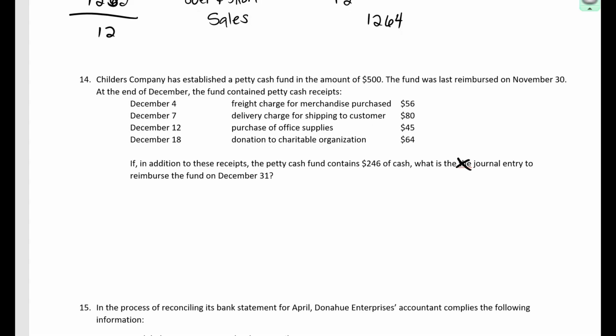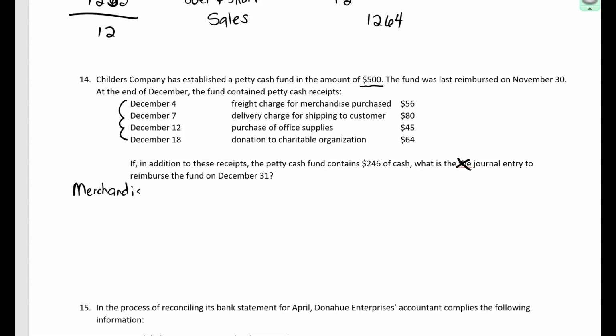Okay. Petty cash. Okay, so Children's Company has established a petty cash fund for $500. And the fund was last reimbursed on November 30th. So these are all the transactions for December. On the 4th, they had a freight charge. On the 7th, they had delivery charge. On the 12th, they purchased some office supplies. And on the 18th, they donated to a charitable organization. Okay, if in addition to these receipts, the petty cash fund contains $246 of cash, what is the journal entry to reimburse the fund? Okay, the first thing that we're going to do is we're going to go through these 4 and put them into the accounts that they need to go into.